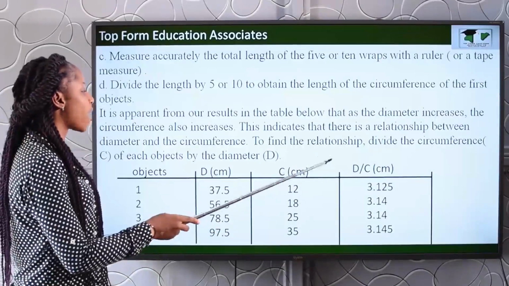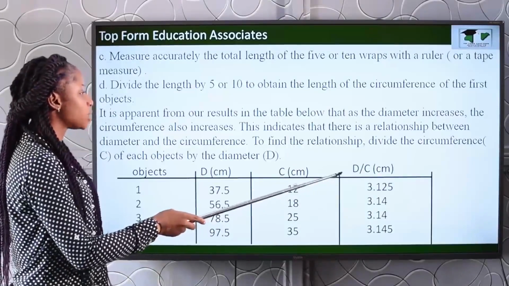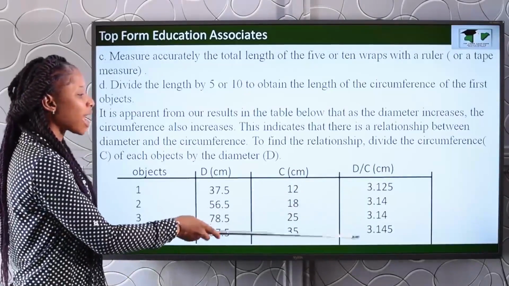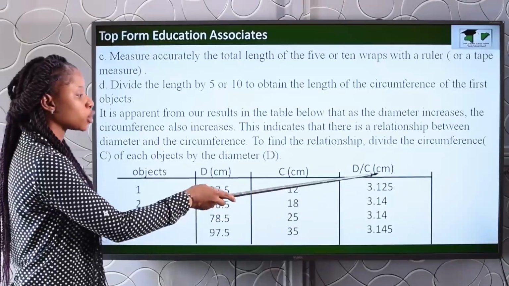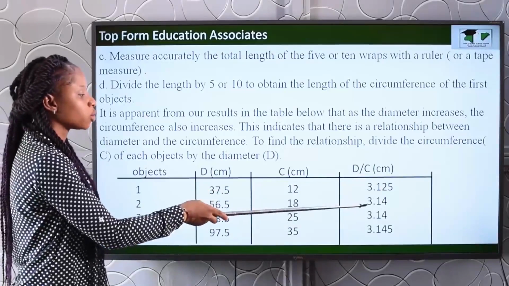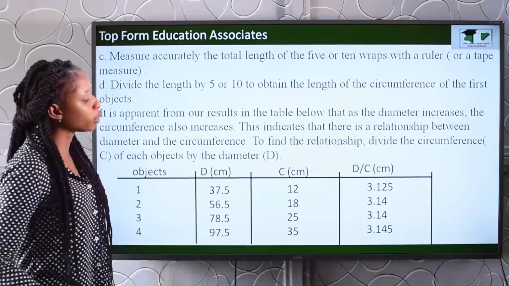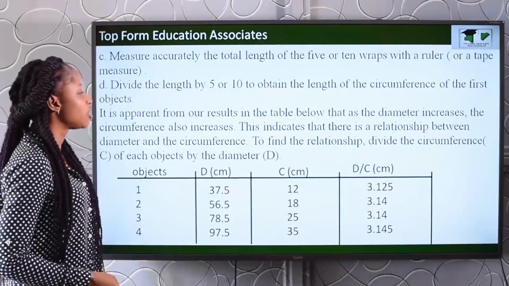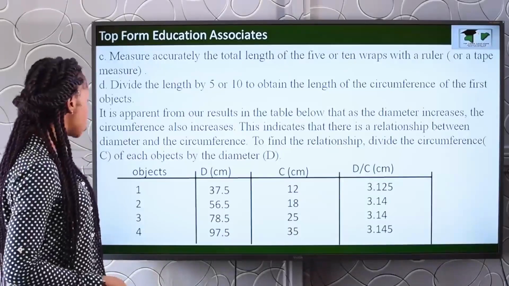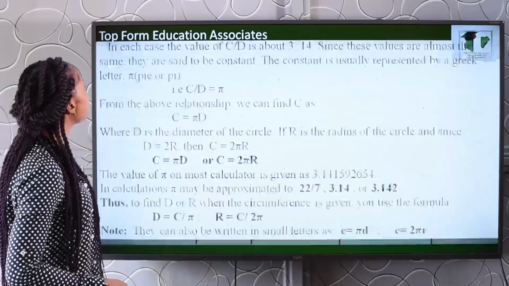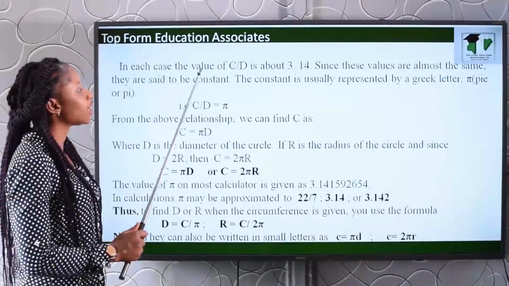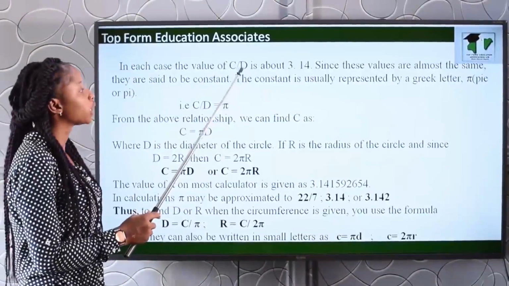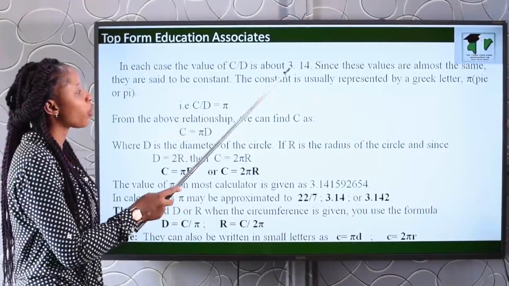You see that when we divide the circumference by the diameter, we have almost similar answers. The first one we have 3.125, the second 3.14, 3.14, 3.145. They are very similar, meaning there is a relationship between the circumference and the diameter. In each case, the value of C over D is about 3.14, like we've seen from the table. The division is about 3.14.